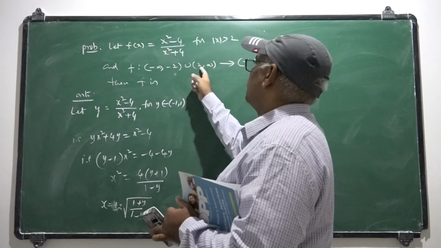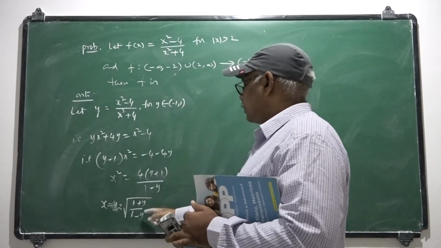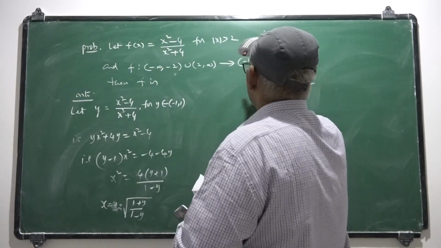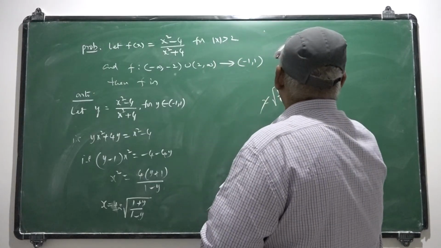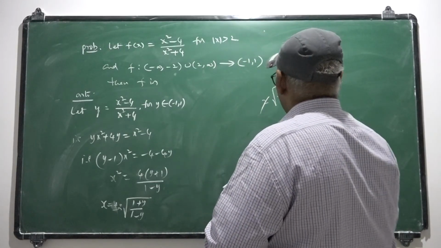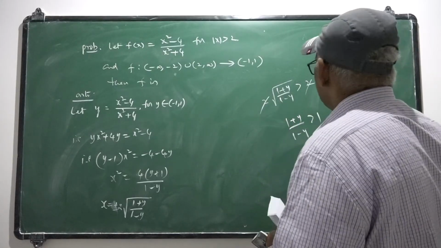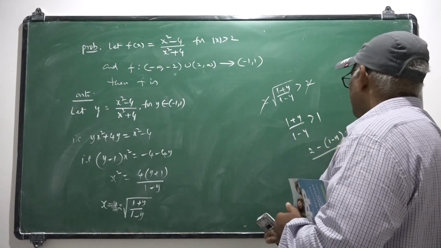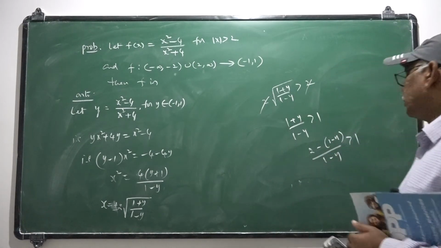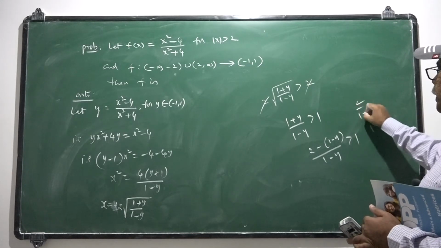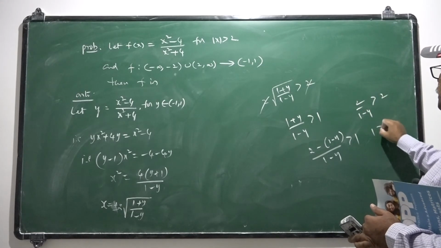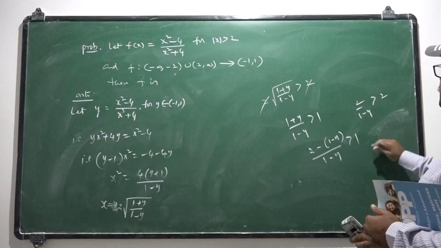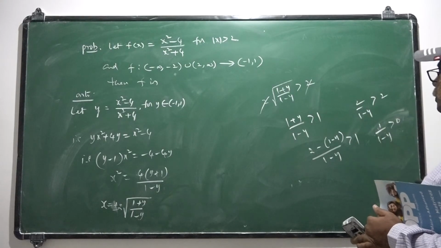So x, whenever x lies between these two, this one 2 into square root of 1 plus y by 1 minus y is more than 2. More than 2 means 1 plus y by 1 minus y is greater than 1. From this let us consider y. Y means 2 minus of 1 minus y by 1 minus y greater than 1. That gives us 2 by 1 minus y is greater than 2. So 1 is greater than 1 minus y. So that means 1 by 1 minus y is greater than 0.